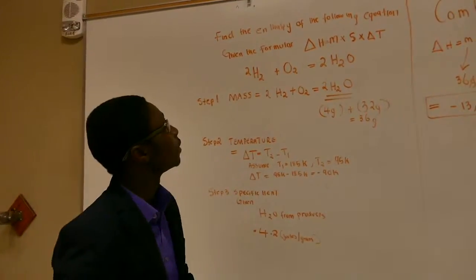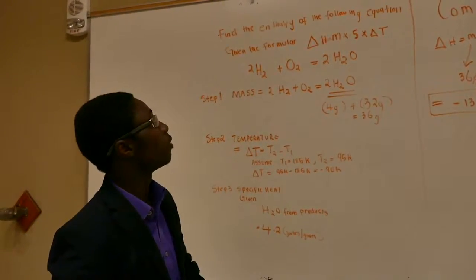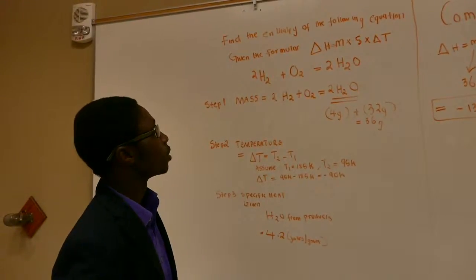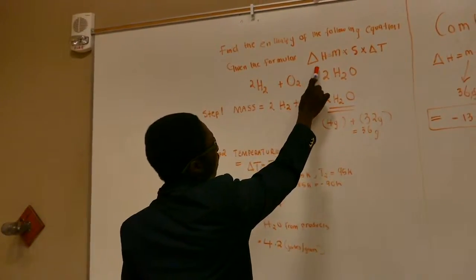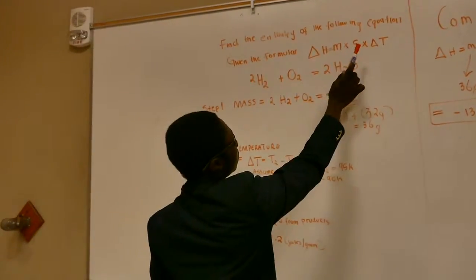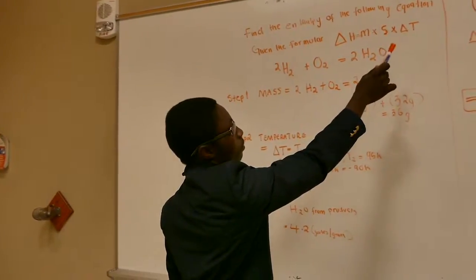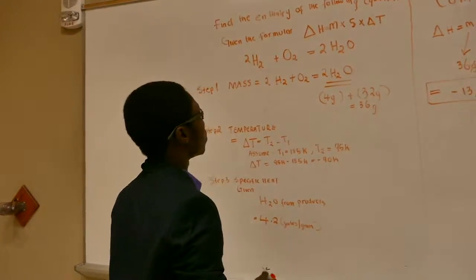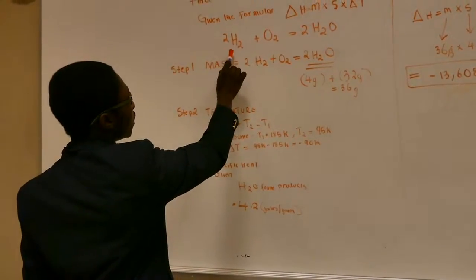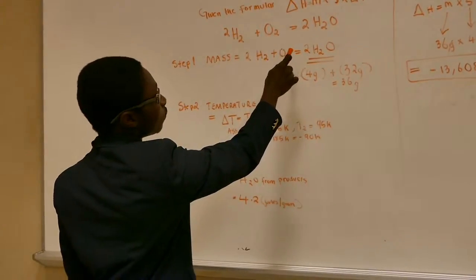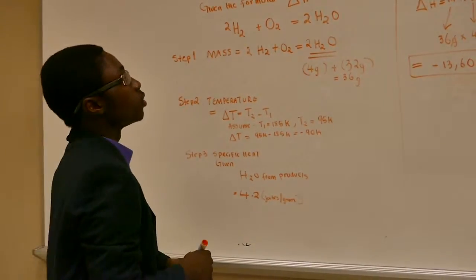We're going to do one problem called finding the enthalpy of the solution. The enthalpy is represented by a change in H, which equals mass times specific heat times a change in temperature. For this equation, we're going to use the reactants 2H2 plus O2 to give you the product of 2H2O, which is water.